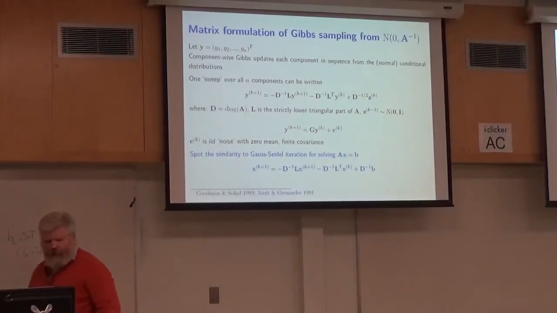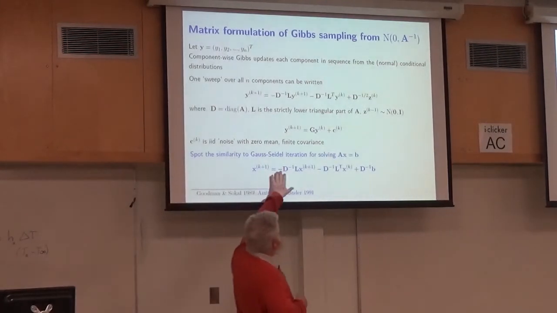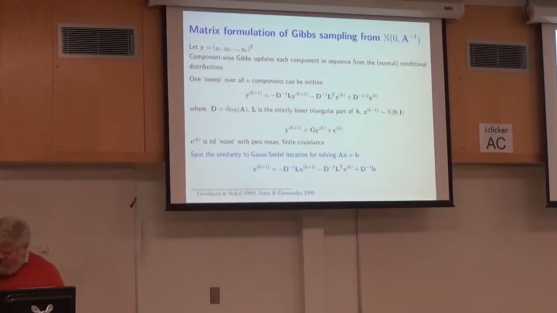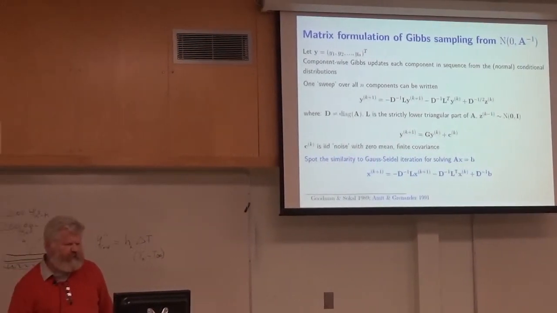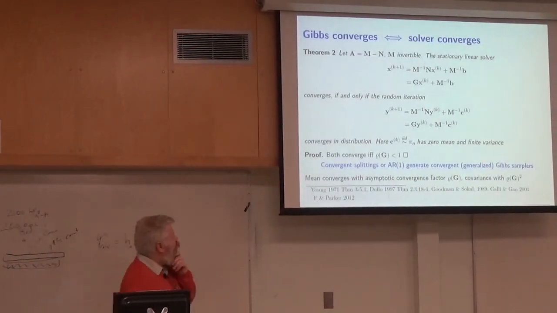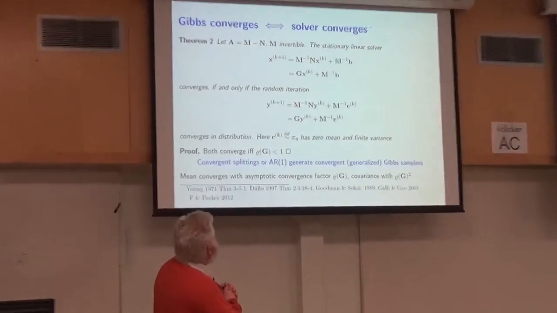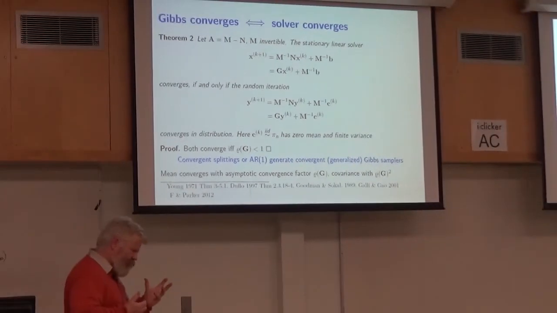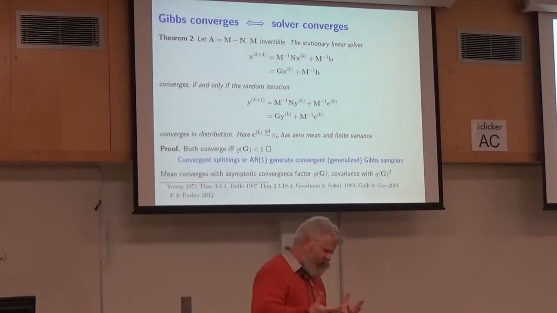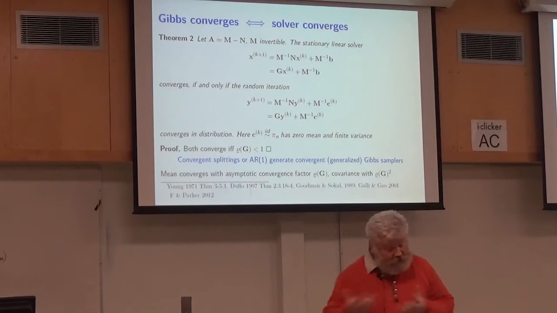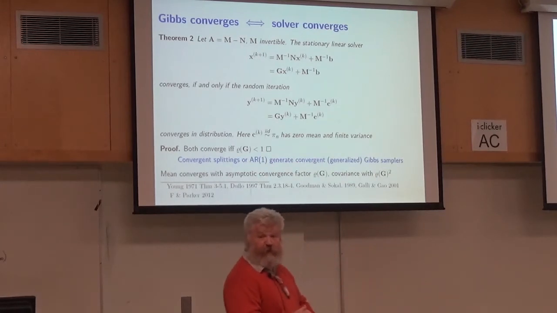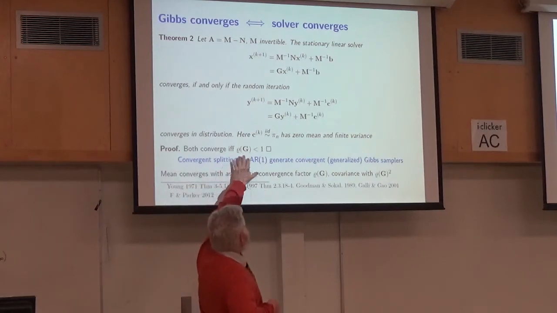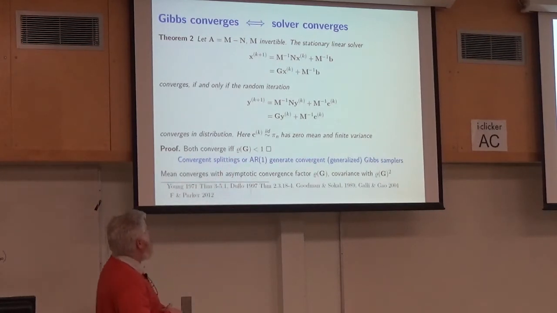Okay. But the iteration operator, the matrix G, all this nonsense here, is exactly the same. Yeah, and this was known in the 80s and 90s. It's not new. But here's the theorem: the Gibbs sampler converges if and only if the solver converges. So if you build a matrix splitting method which generates a convergent linear solver, it generates a convergent Gibbs sampler. Exactly the same thing. And really it boils down to both converge if the spectral radius of G is less than 1.